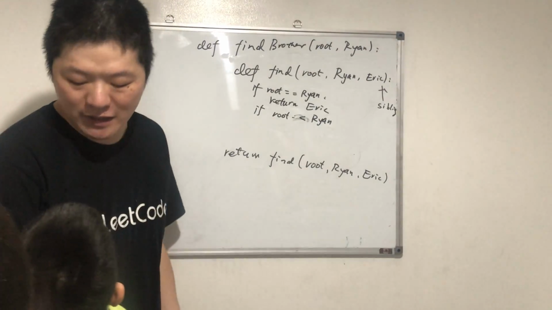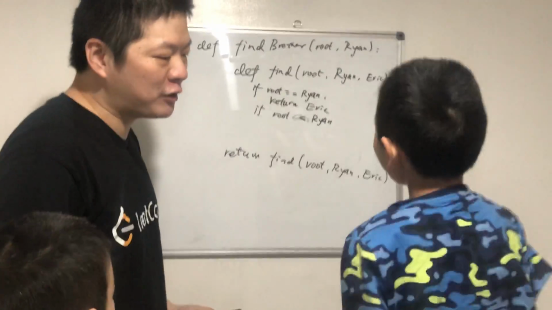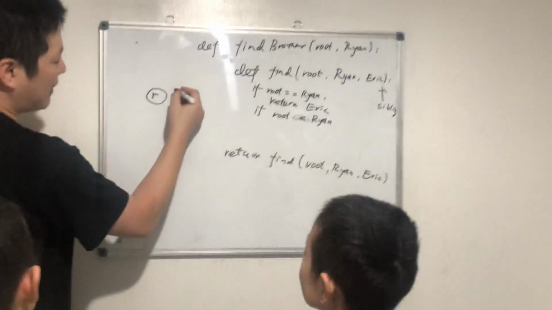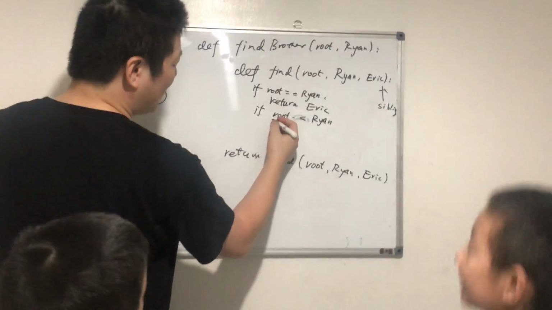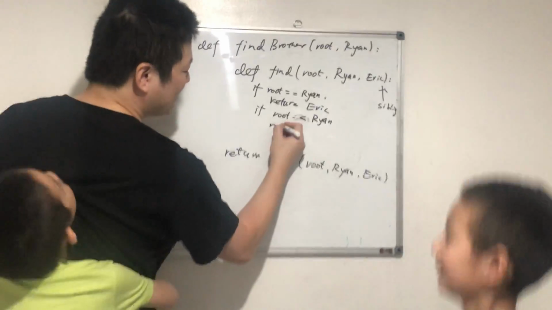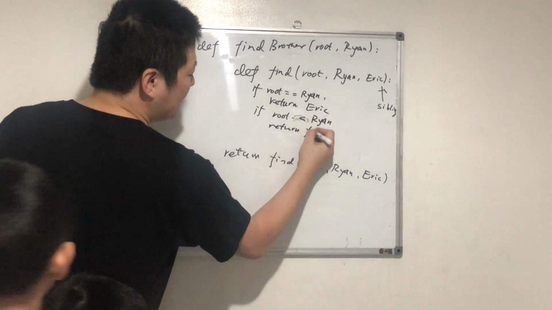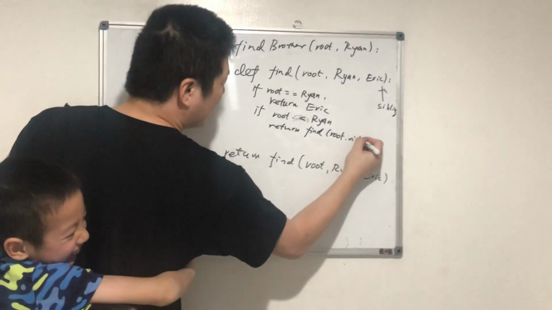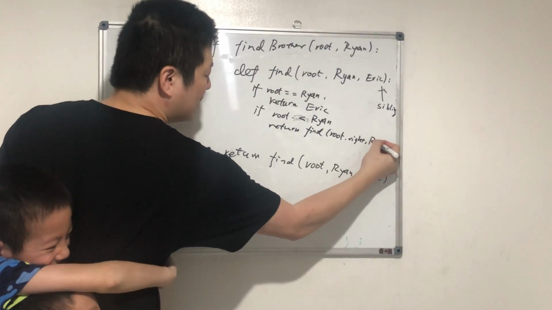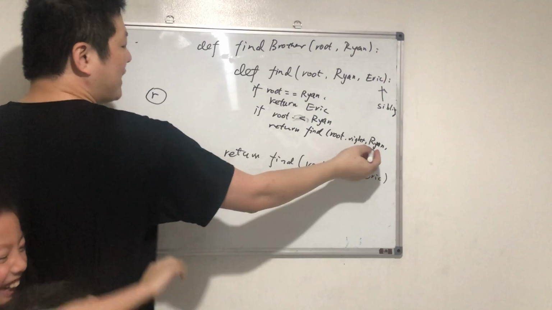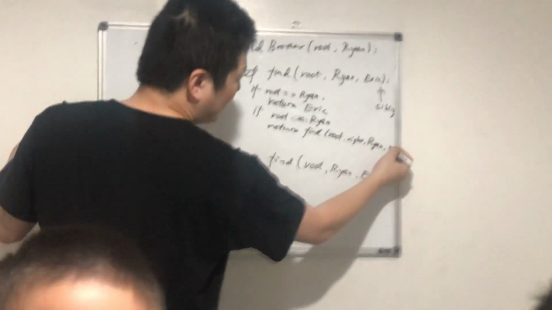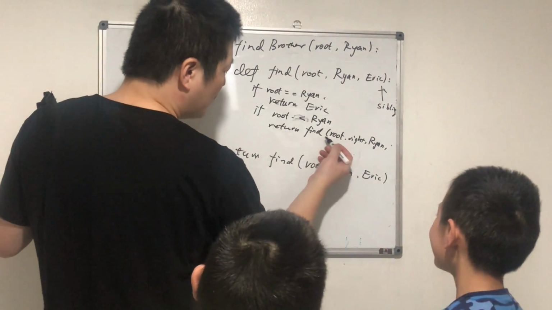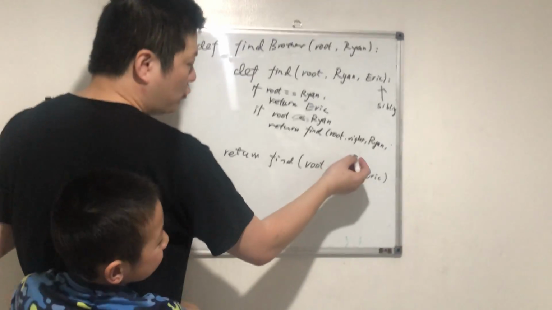Where is the brother? Is it in the right tree or the left tree? Remember, left, this is right, the root. The brother is bigger than root, so it's in the right. And then return find root dot right, and we're still passing the brother. And then what should we pass here? The sibling. Return find root dot right.